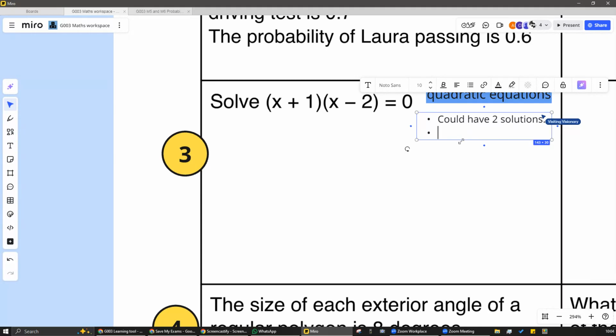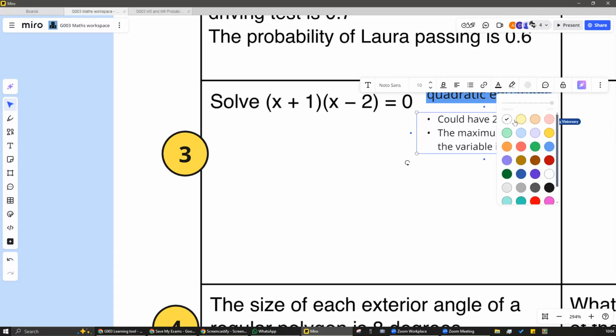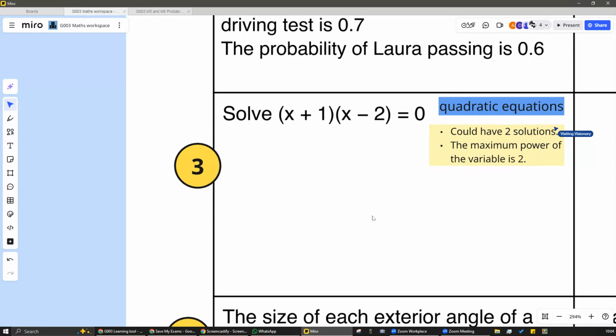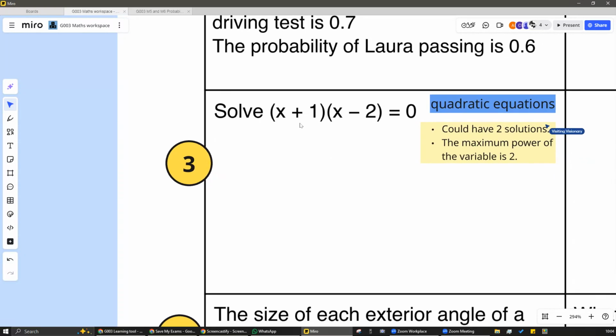And the power of the variable, remember, means just the unknown thing, which is usually x, and it is here. But that could have said a plus 1 multiplied by a minus 2 is equal to 0. The maximum power of the variable is 2. We could say more, but that will do at a basic level. Now, it looks like we don't have a maximum power of 2 here. This is x to the power of 1, and this is x to the power of 1.